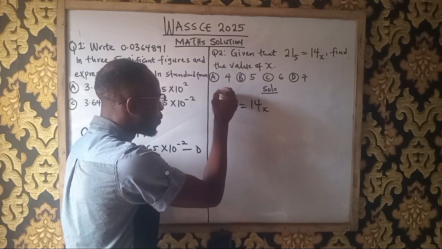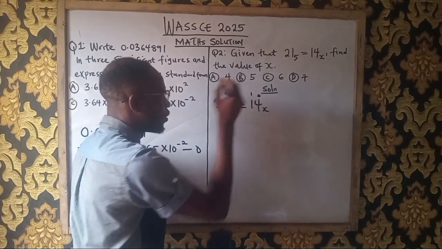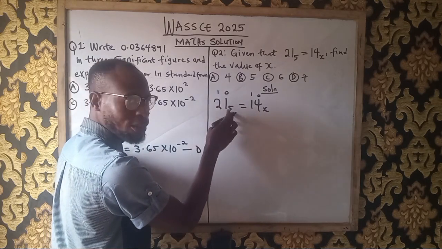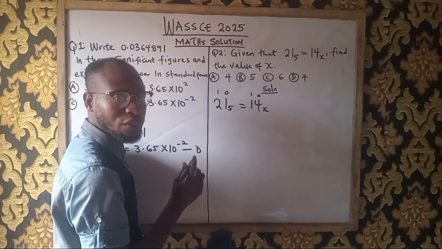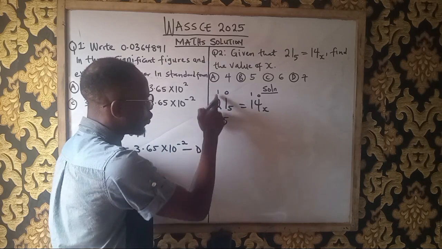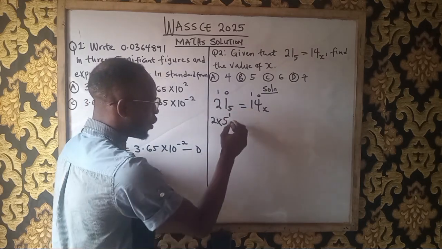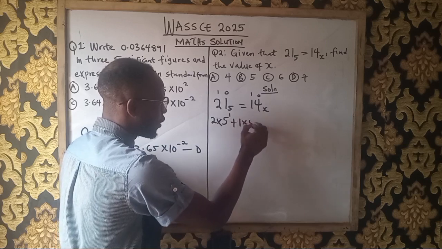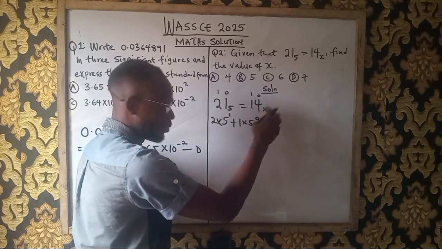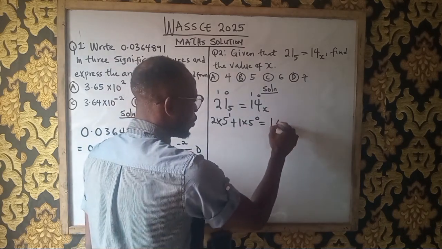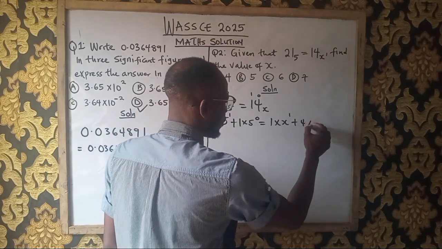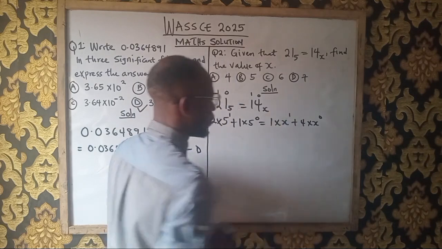Start by labelling the positions 0, 1. Now the base here is base 5, so what you do is multiply each digit by the base raised to its power. That gives us 2 times 5 to the power 1, then plus 1 times 5 to the power 0. Then same thing here, the base here is x. We also do the same thing. That will be 1 times x to the power 1 plus 4 times x to the power 0.